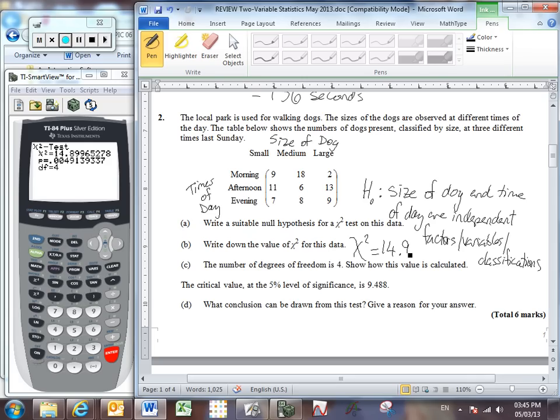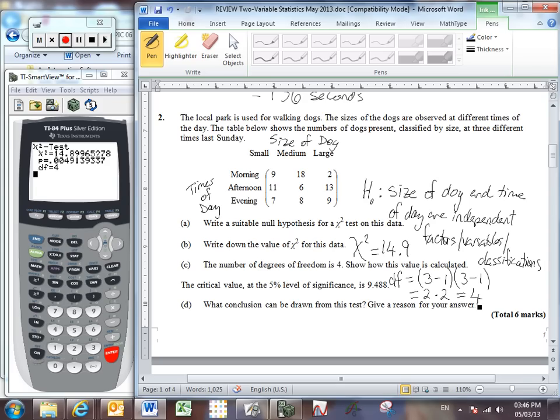Show how this value is calculated. Alright, so let's look at the number of rows. We know that in general, your degrees of freedom is rows minus 1, so I've got 3 rows minus 1, and I've got 3 columns minus 1. That's going to be 2 times 2, and therefore I get 4.